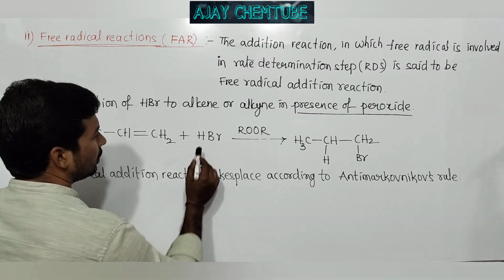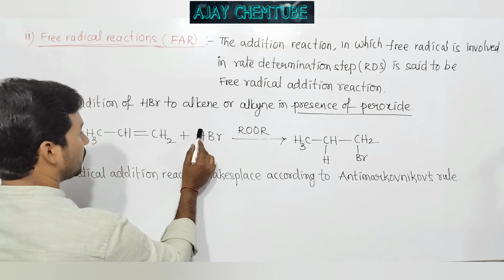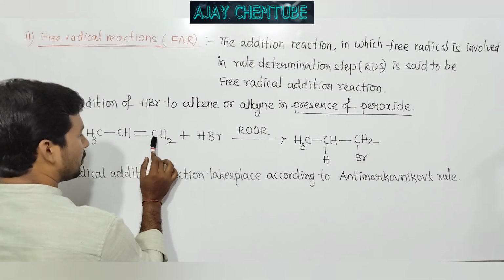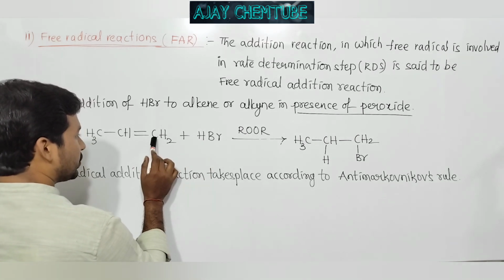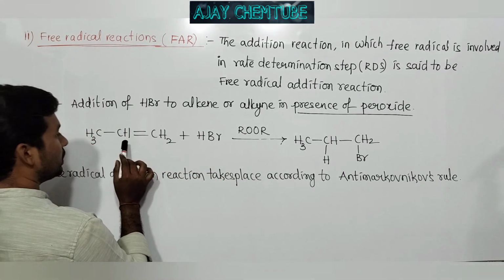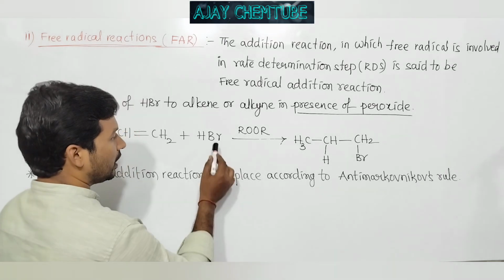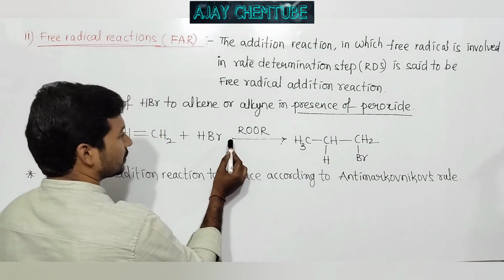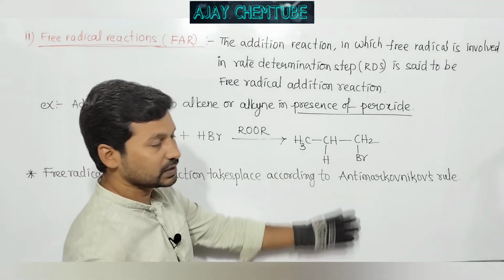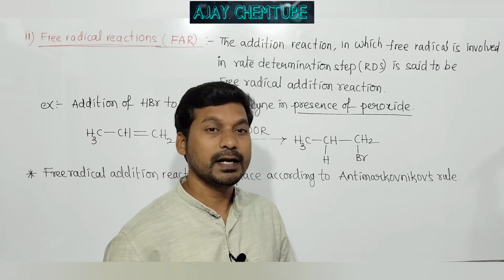As per Markovnikov rule, in HBr, what is the positive part? Hydrogen is the positive part and bromine is the negative part. According to Markovnikov rule, the positive part should attach to the double bonded carbon containing more hydrogen. That means hydrogen should attach here, bromine here. But here, hydrogen attached to the double bonded carbon containing less hydrogen, contrary to Markovnikov rule, and bromine attached here. That's why this free radical addition reaction proceeds according to anti-Markovnikov rule.